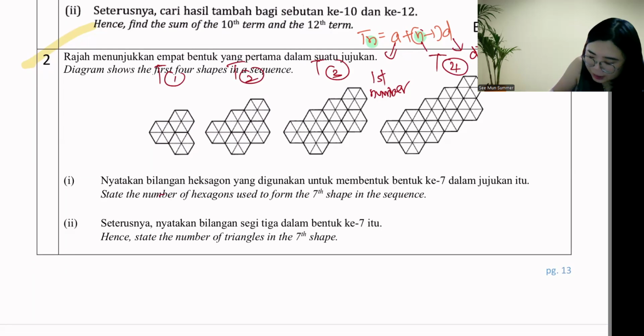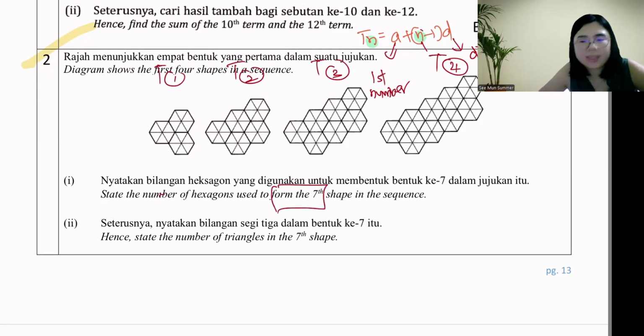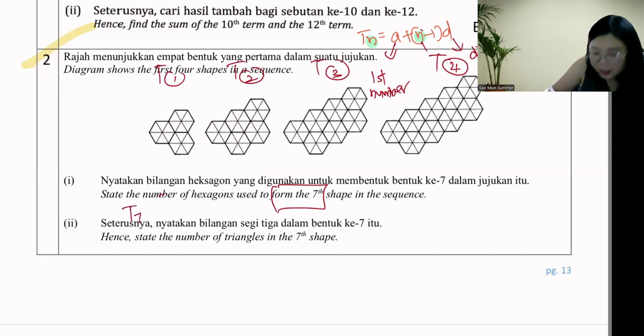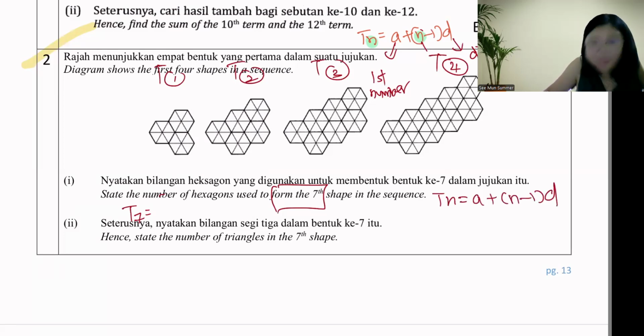And they say, state the number of hexagons to form the T7 shape in the sequence. So now, or else I need to draw it out. I think I won't waste my time drawing, but I will use this calculator. First thing first, they want to find 7, so meaning they want to find T7. Correct or not? So we substitute all the figures using the formula. The formula is Tn equals A plus (n minus 1) d.